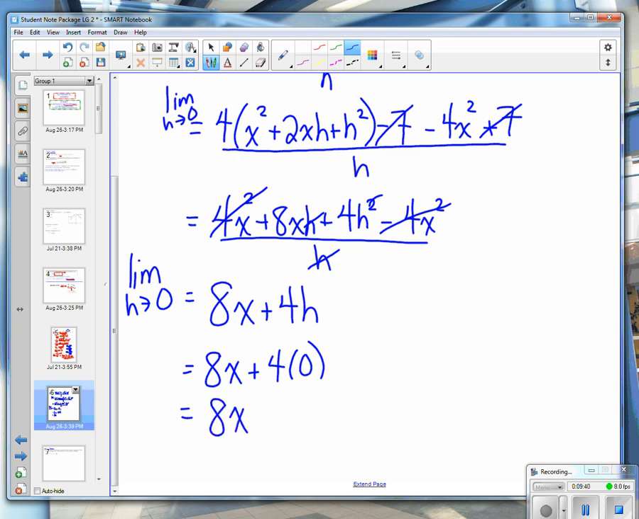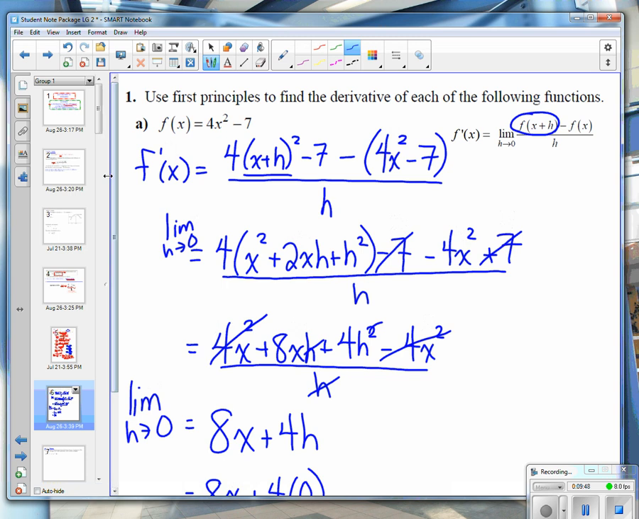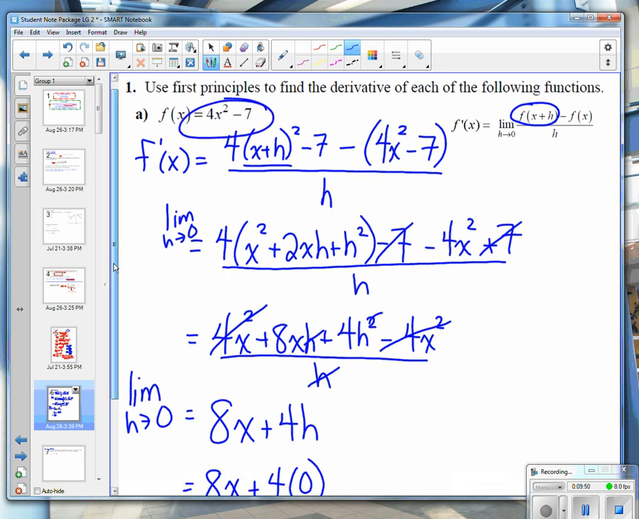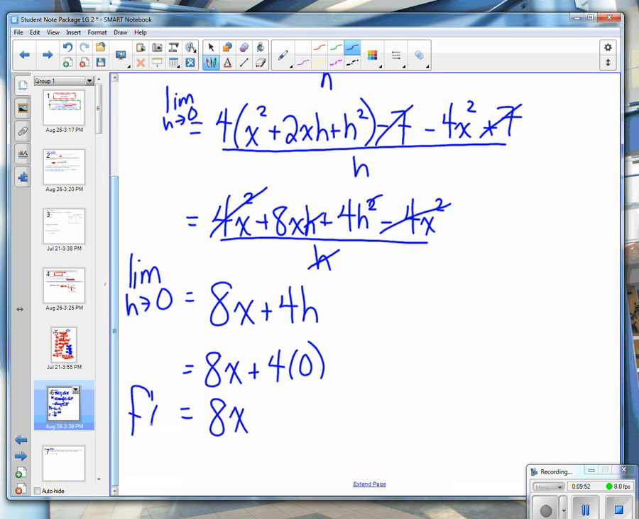Now remember, that is our derivative. This question is just saying, find the derivative. So the derivative of this is this. And that, if you can remember from the last question, is basically a formula allowing us to find the derivative or the slope at any given point on our graph.